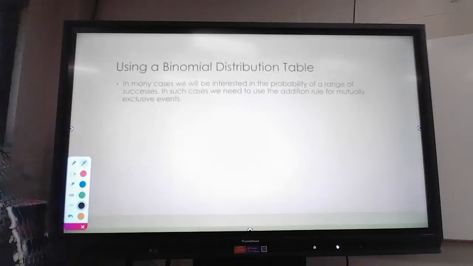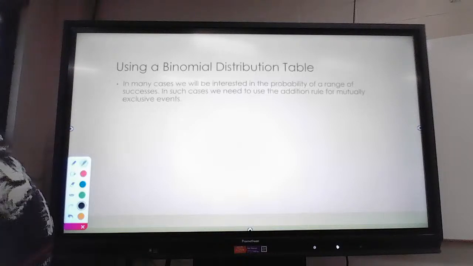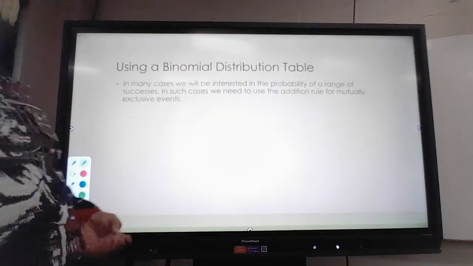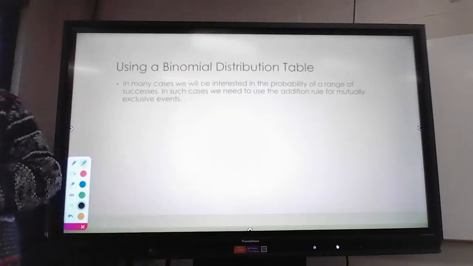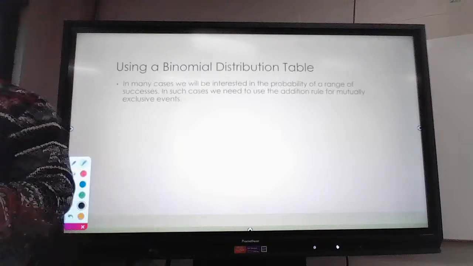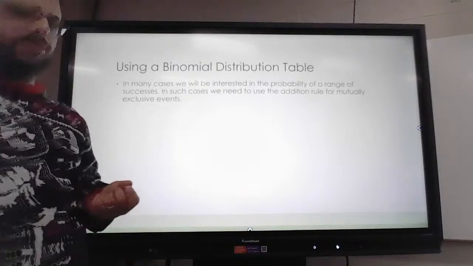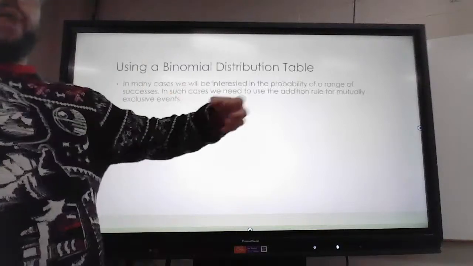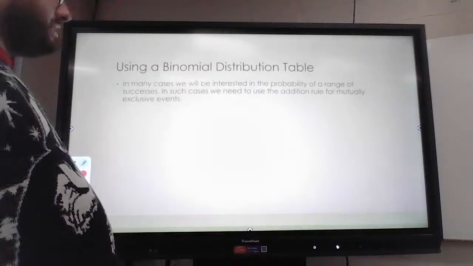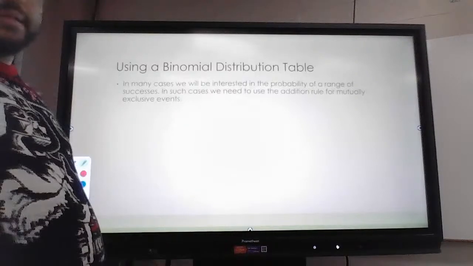We can also use a binomial distribution table. In some cases, we'll be interested in just the probability of a range of successes. In such cases, we need to use the addition rule for mutually exclusive events. So the good news is, whether we're using the multiplication rule or the addition rule, we're using the more simplified versions of those rules. With the multiplication rule, you're just multiplying the individual probabilities together. For the addition rule, you're just adding the individual probabilities together.